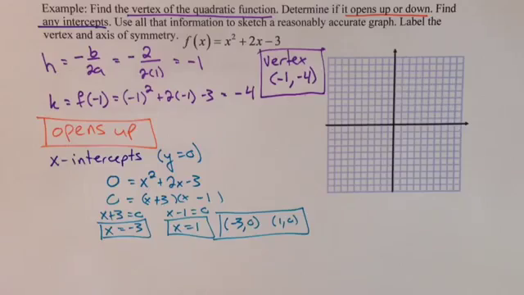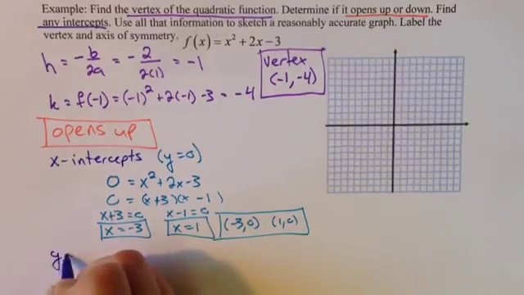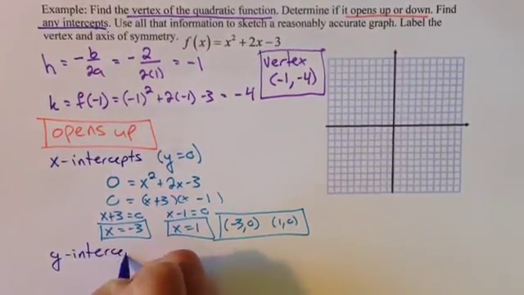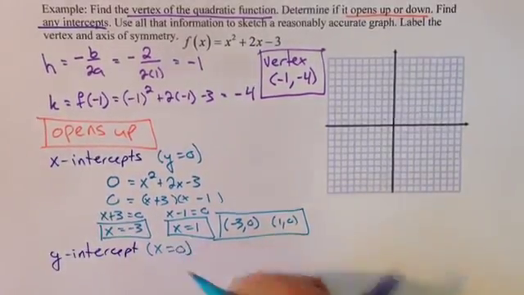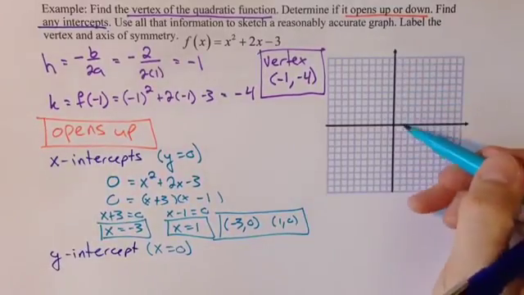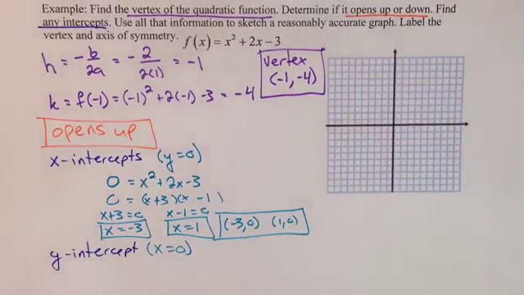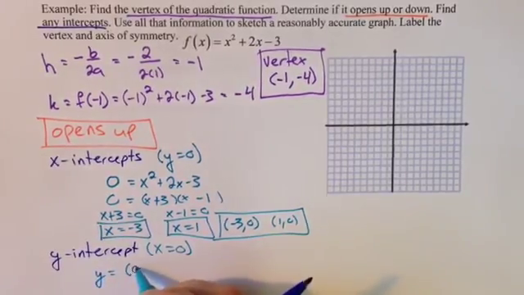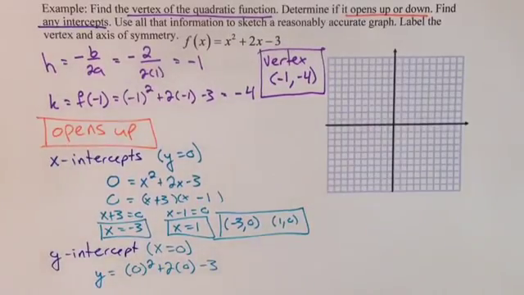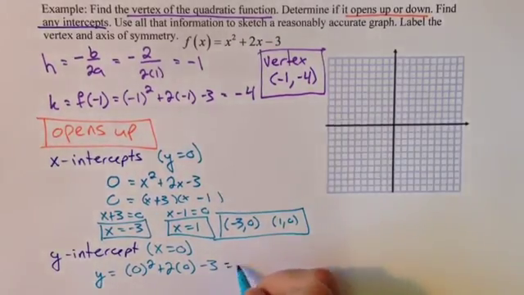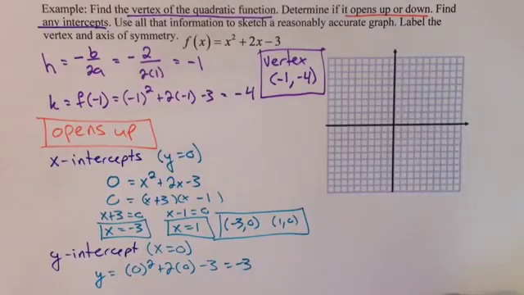The last thing we want to do is find the y-intercept. So to find the y-intercept, remember that this time we're going to set the x value equal to 0. That's because if you're on the y-axis, the x value must be 0. So I say y equals 0 squared plus 2 times 0 minus 3. And that simplifies really nicely to be negative 3. So that means that the y-intercept is the point where x is 0 and y is negative 3.